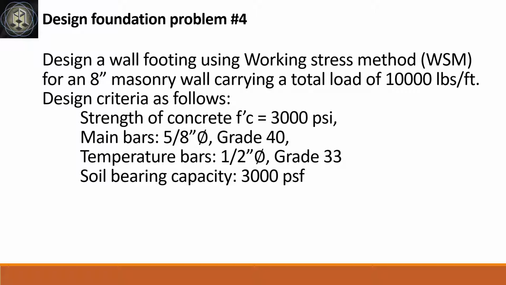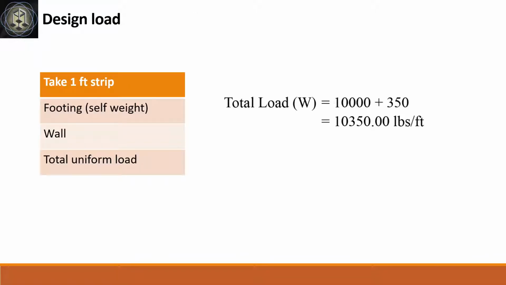pounds per foot. Design criteria as follows. Strength of concrete 3000 psi. Main bars 5/8-inch diameter bar grade 40, temperature bars half-inch diameter bar grade 33, soil bearing capacity 3000 psf. The wall footing carries a load of 10,000 pounds per foot and assume a self-weight of 350 pounds per foot for a total load of 10,350 pounds per foot.